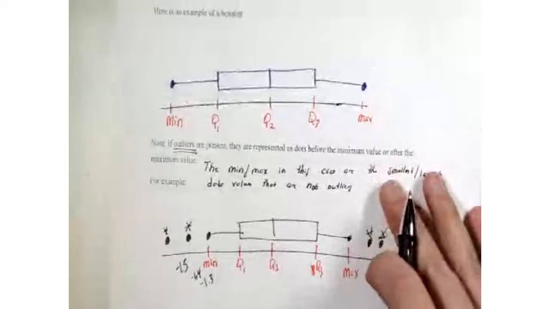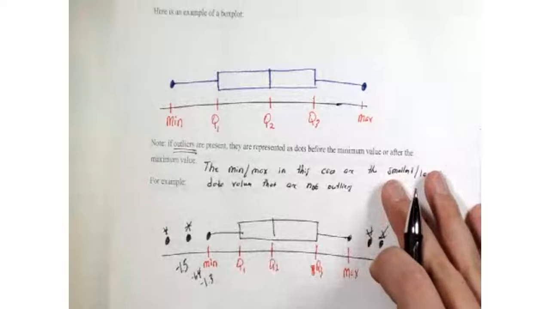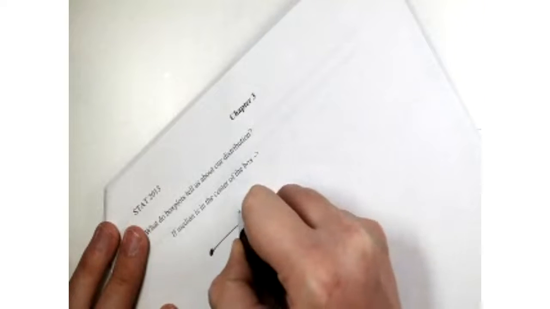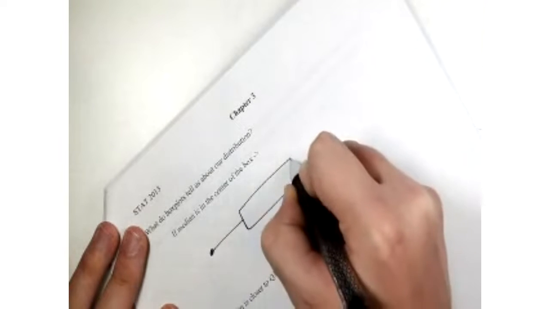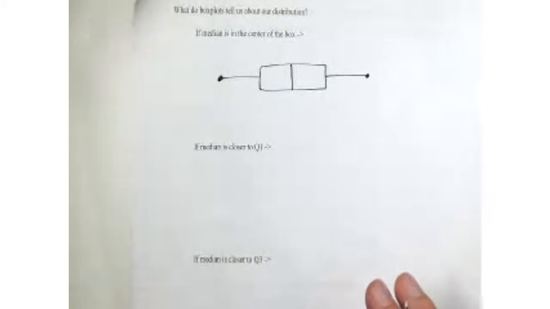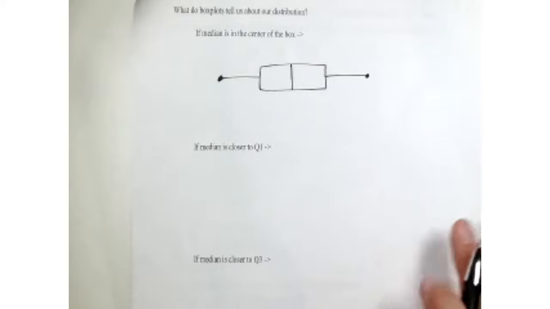So what's next? We'll go over this, and then we'll probably get out. What do box plots tell us about the distribution? If the median is in the center of the box plot, so the box plot looks like this, and the median is right here, then the distribution is symmetric.